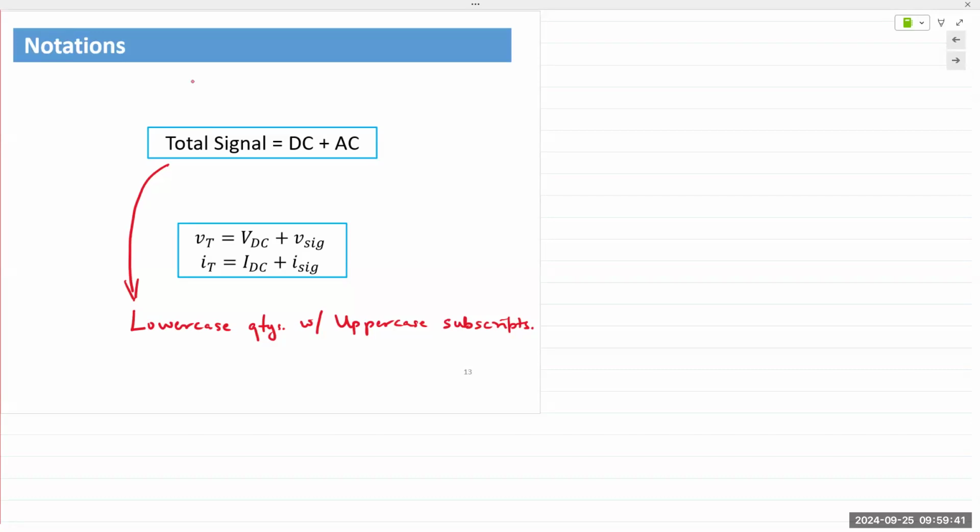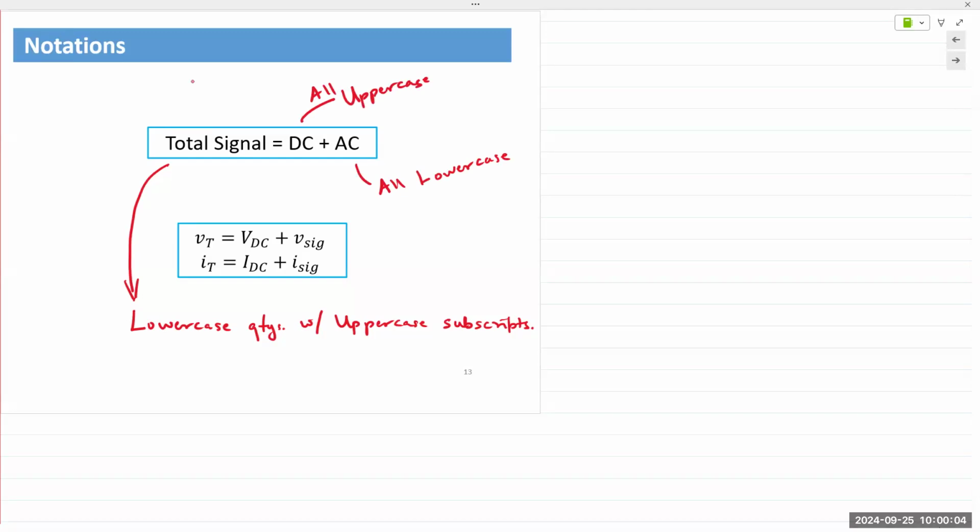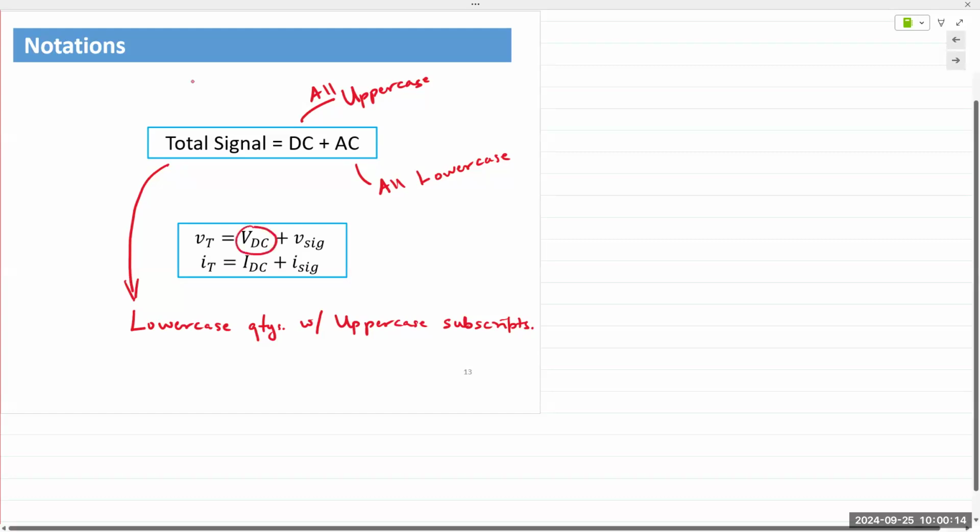If it's all uppercase, it's DC. And if it's all lowercase, it's AC. The case in point, vT, total voltage, lowercase v, uppercase T, meaning you're referring to a total quantity comprising AC and DC. DC is represented by all uppercase, AC is referred to by all lowercase.